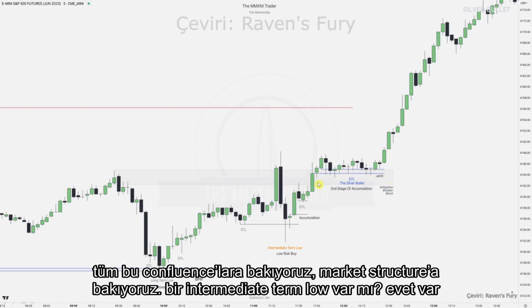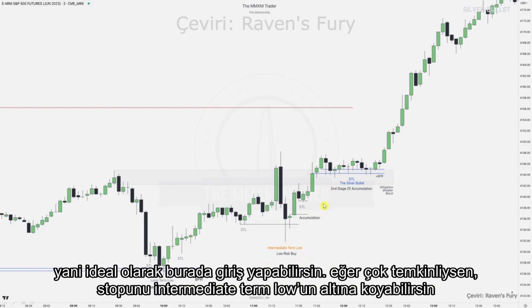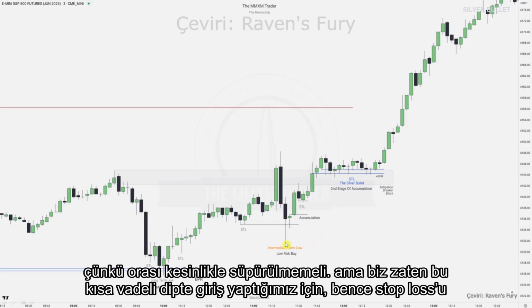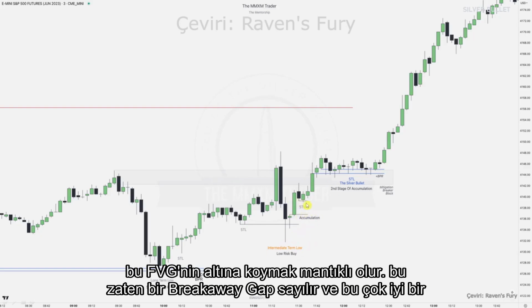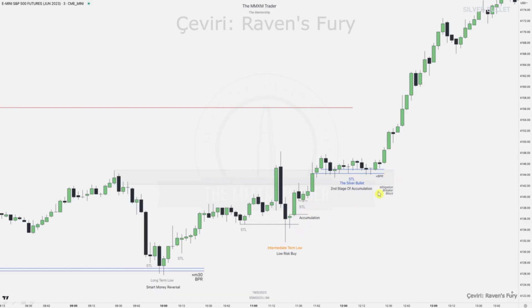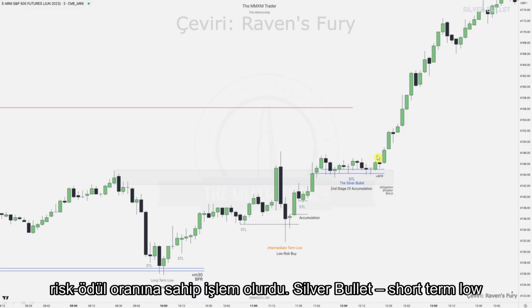So again, layering all those confluences, looking at market structure. Do we have an intermediate term low? Yes, we do, right? So ideally, you can take an entry here. If you're very conservative, you can put your stop loss below the intermediate term low, because that for sure should not get raided. But after we already did this entry in this short-term low, I think it would be solid to just have our stop loss below this fair value gap, which should be a breakaway gap anyway, and that would be a very good risk to reward trade. Silver bullet, short-term low.